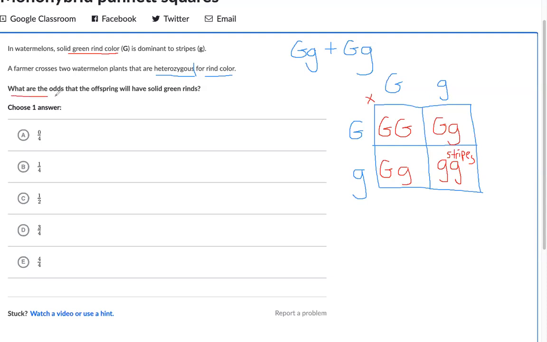So what are the odds that the offspring will have solid green rinds? So now we're looking at probability in science, which is also math, okay? So what are the odds that we're going to get solid green? We have 1 solid green here, 2 solid greens here, 3 solid greens. 3 out of how many different choices? It didn't ask how many solid greens to non-solid greens. It says, what are the odds of having solid greens? So it's 3 out of how many choices? We had 1, 2, 3, 4 different choices. 3 out of 4 is going to be the answer.